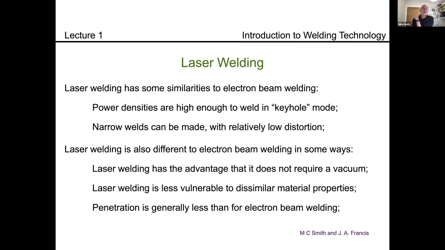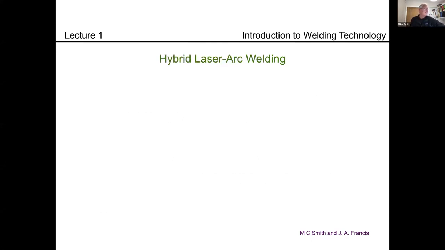The best we've ever done, or had done by researchers working with us, rather than 200 millimeter thick for EB welding, I think we've got up to 80 millimeters thick, but you do it on two sides. So you do 40 millimeters from one side and 40 millimeters from the other. So you can see that the power densities and the powers you've got are significantly lower.